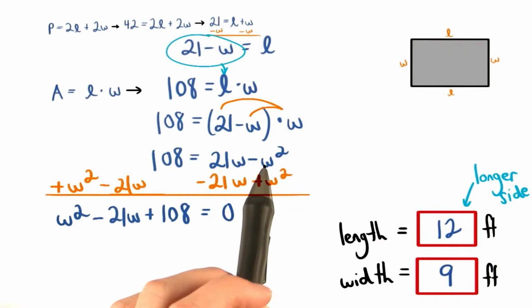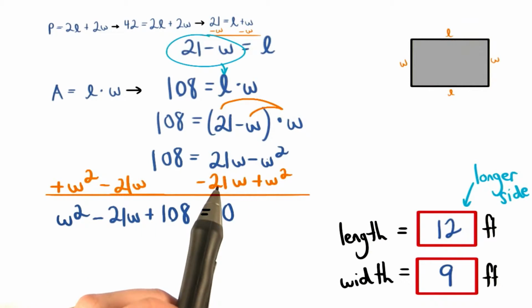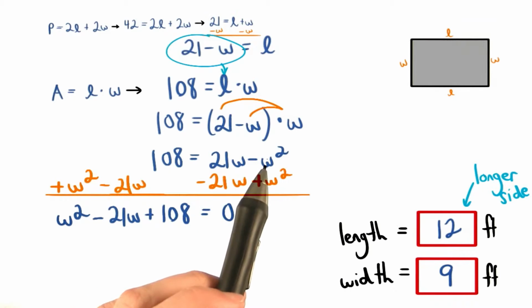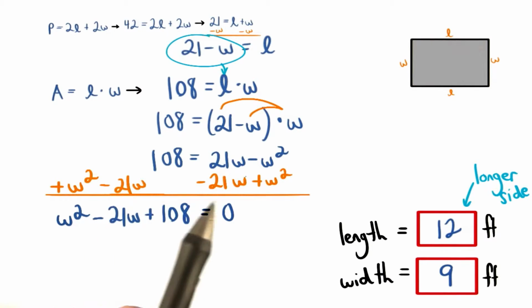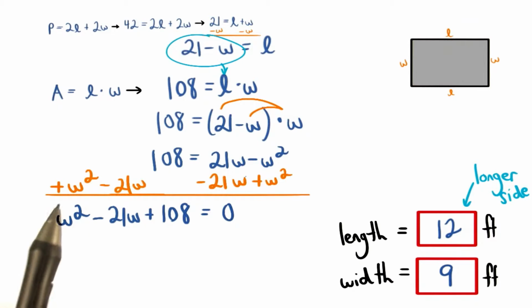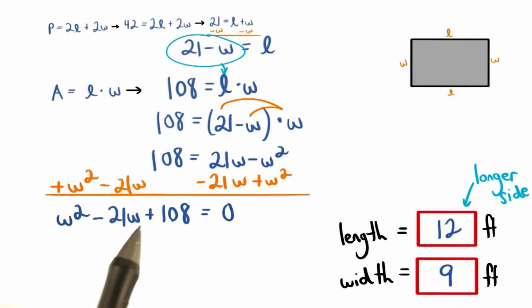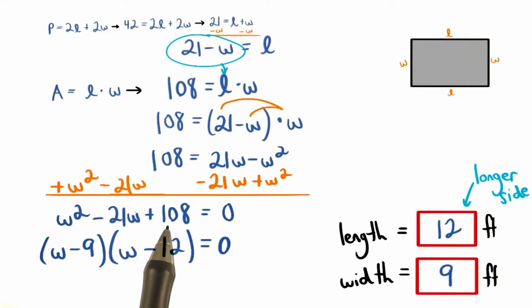We need to set this equation equal to 0, so we rearrange these two terms and move them to the other side. So we'll subtract 21W from both sides and add W squared to both sides. This leaves us with W squared minus 21W plus 108 equals 0. Now we're ready to try to factor our quadratic.